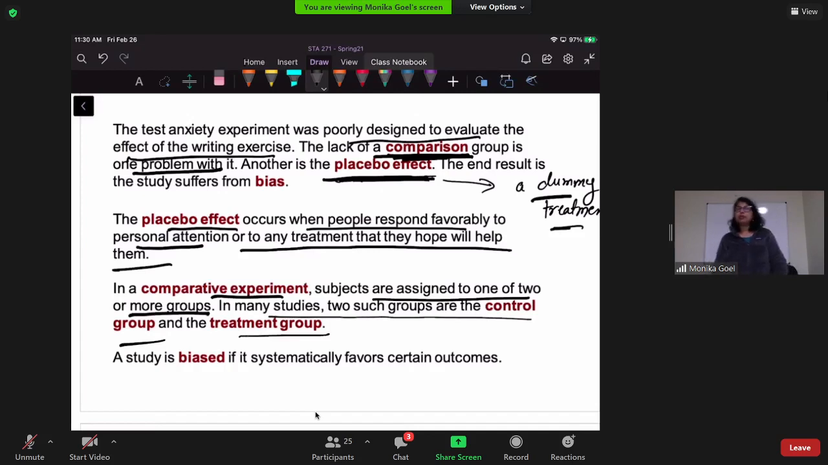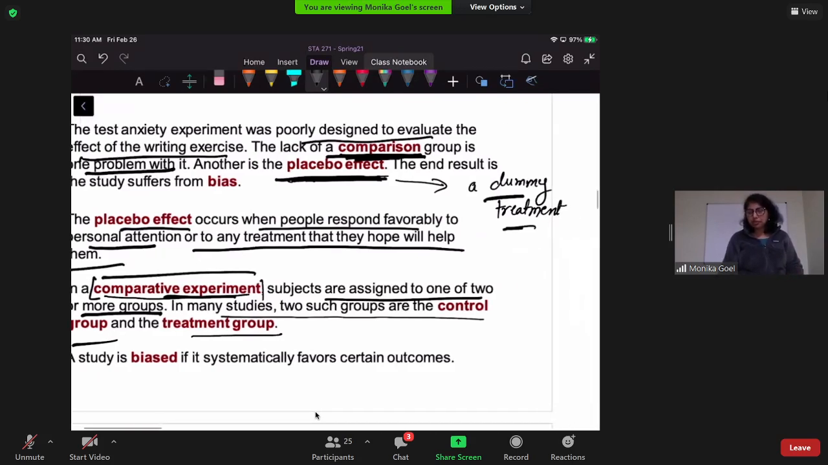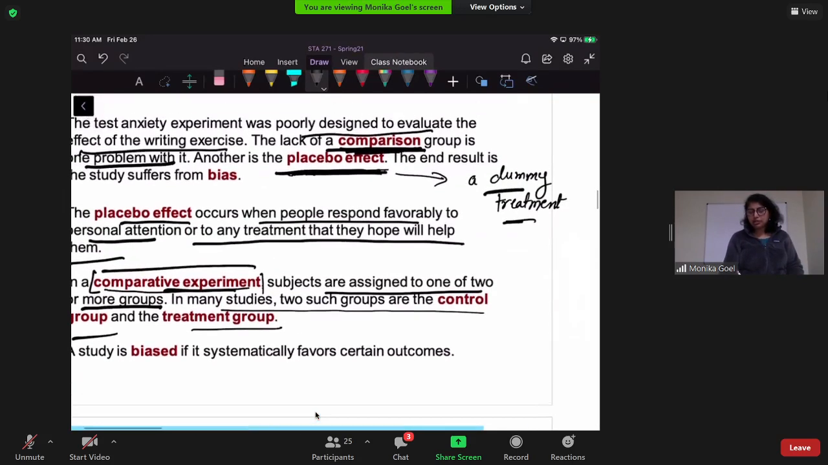When you do a comparative experiment, and again, the word comparative tells us that we are doing comparisons, we work with two groups. One group is called the control group, and the other is the treatment group. When we talk about the control group, we are talking about a dummy treatment, and the treatment group is actually getting the treatment. And with the placebo effect, the subjects getting the treatment or the placebo do not know which one they are getting, because if they know they are getting the placebo, they will react differently.